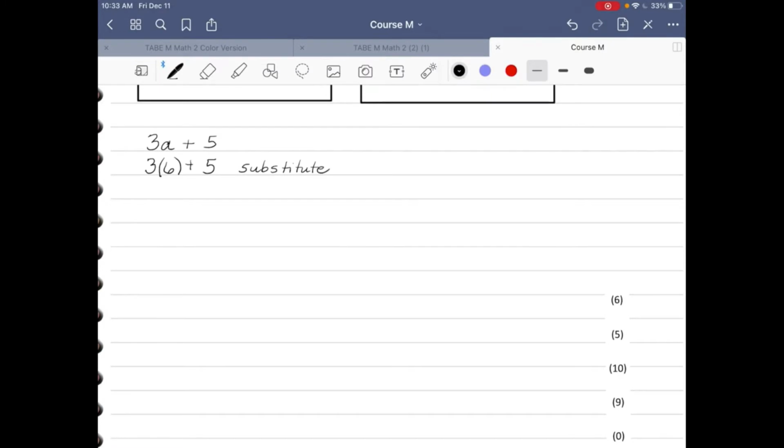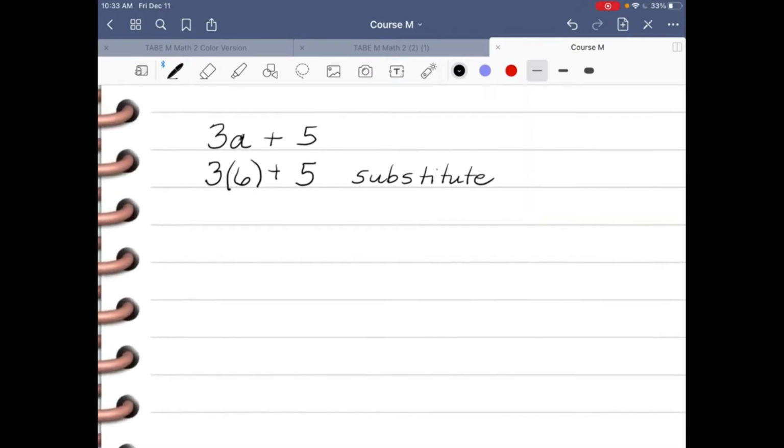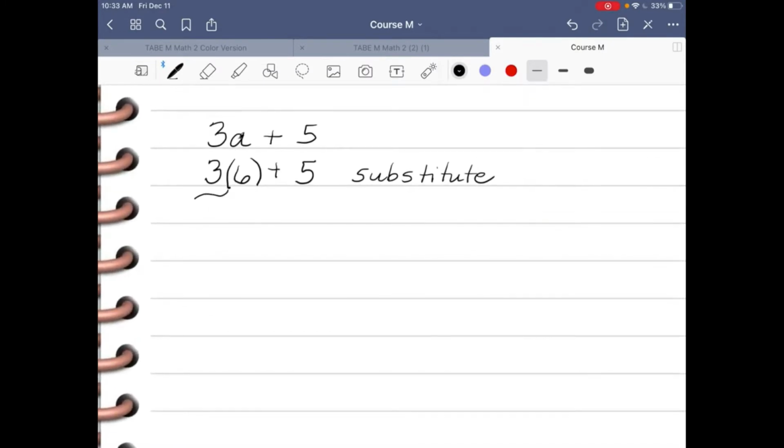And then we need to do all the math that can be done. So we're going to say 3 times 6 is 18. Bring down the 5. Well, we can still do more math. We're not finished. 18 plus 5 is 23. So this is the evaluate part.